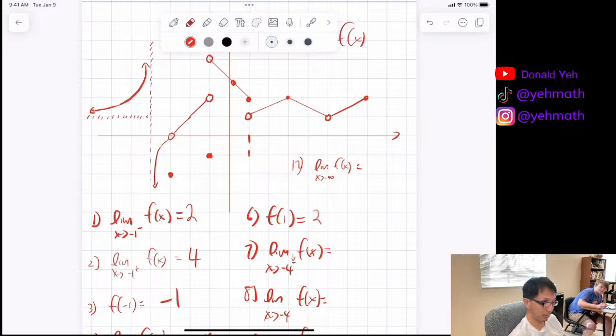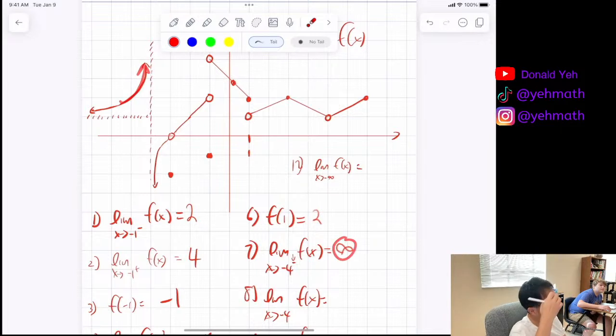Infinite is right. So infinite. Why? Because look at here. This is a -4, right? If I approach from the left side, guess what? That's infinite, because it goes up. This dotted line means asymptote.